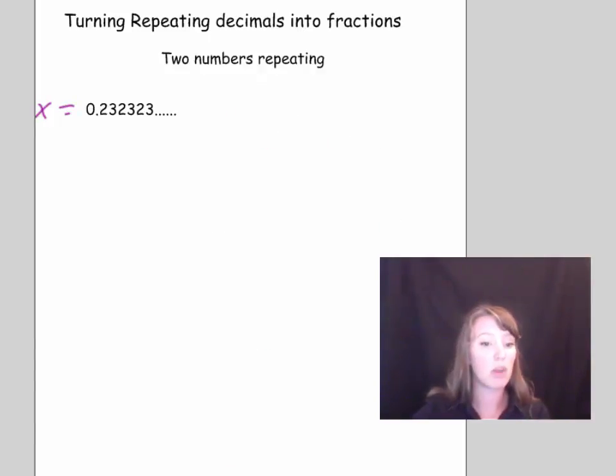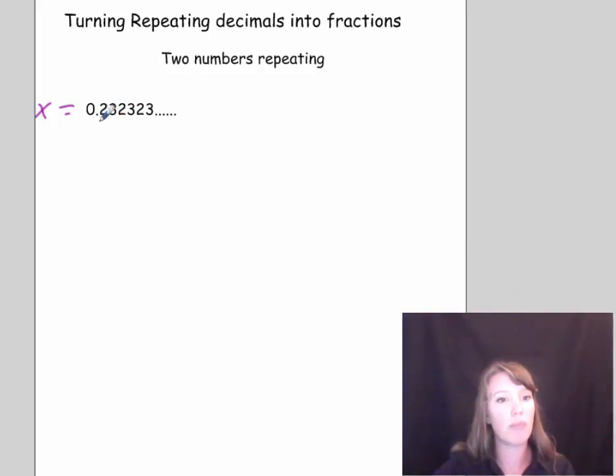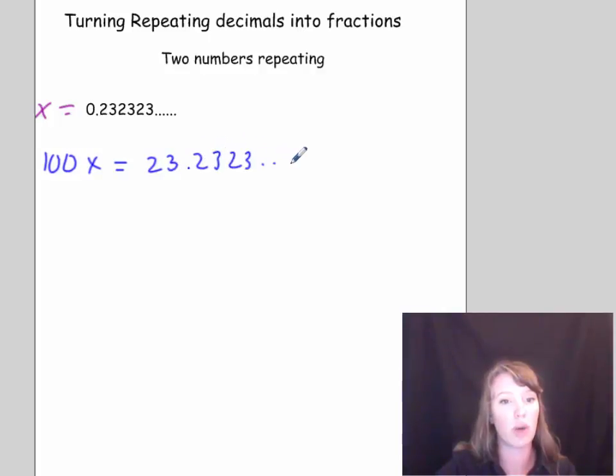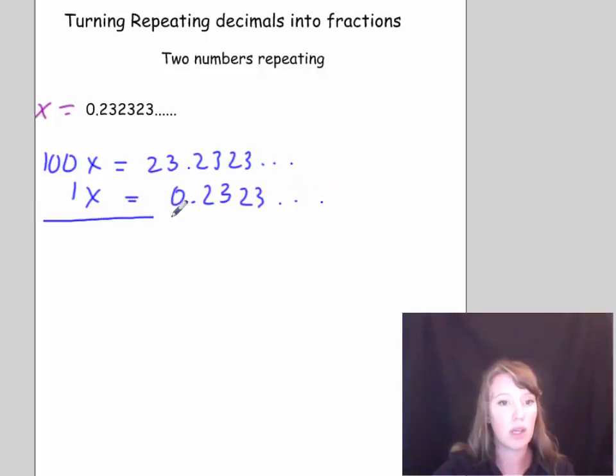Now, instead of multiplying by 10, I'm going to multiply by 100. I say 100 because there are 2 numbers repeating, so I want to bring both 2 and 3 to the right of the decimal place. In order to do that, I'm going to multiply by 100. So 100x is going to be 23.2323 and so on. And 1x again was 0.2323 and so on. So I'm going to subtract the left-hand sides.